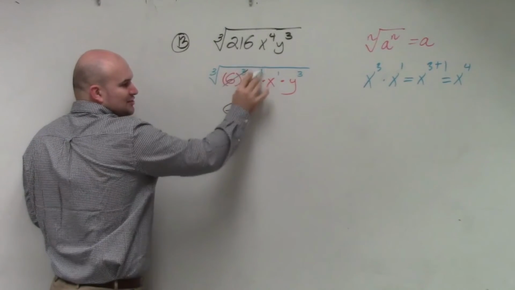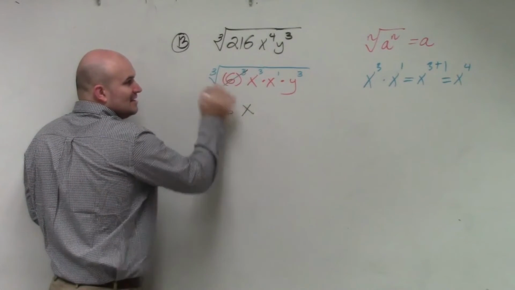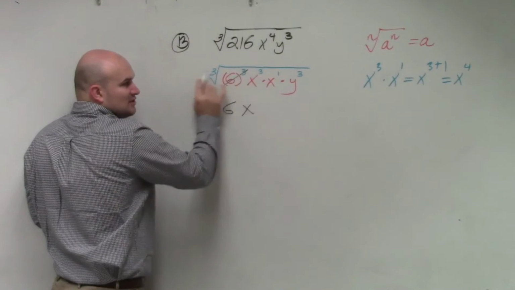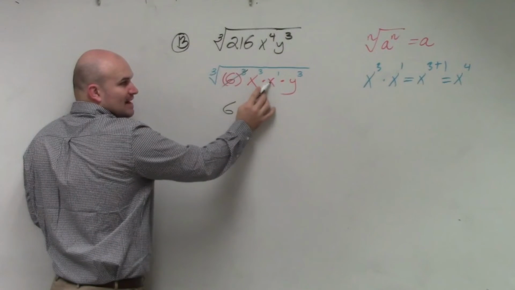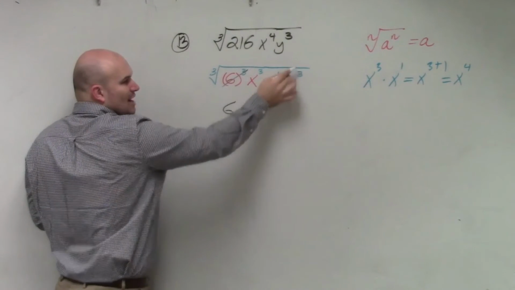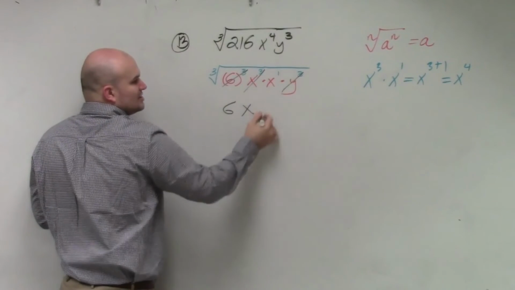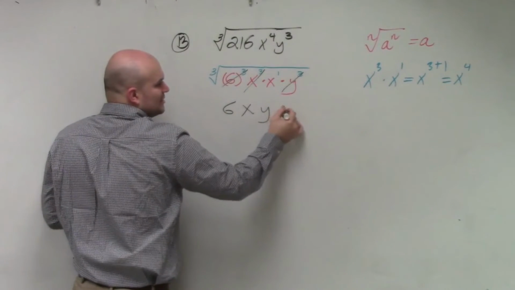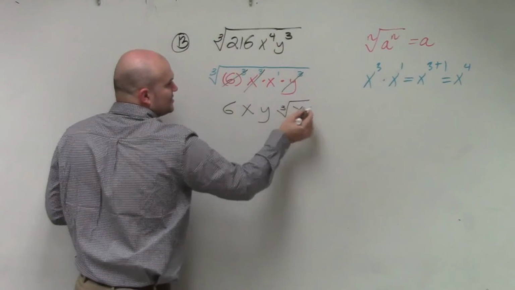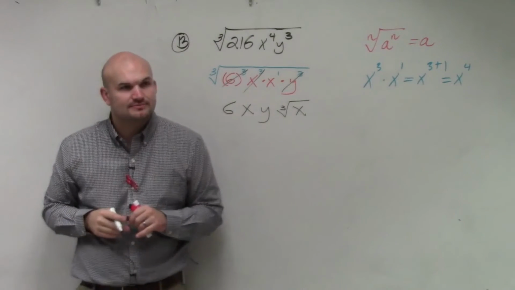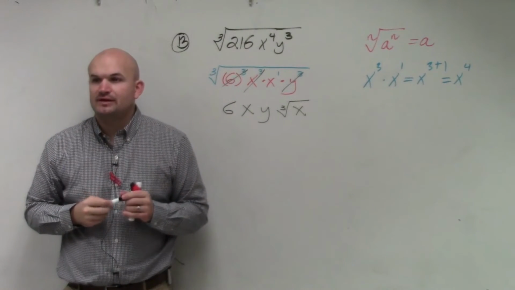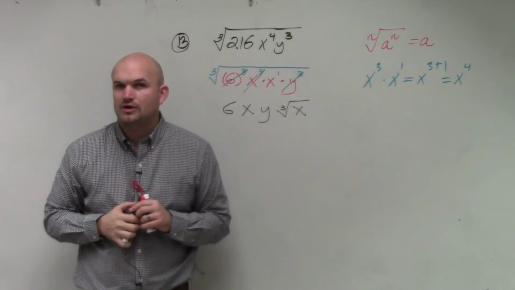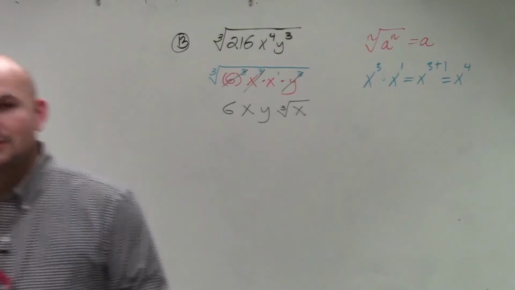The cube root of x cubed is just x. I can't take the cube root of x to the 1st. Those are not the same, so I'm going to leave that under the radical. And the cube root of y cubed is just going to be y. Therefore, the only thing left under is going to be the cube root of x to the 1st power, which I can just write as x. Anybody have any questions? No questions.